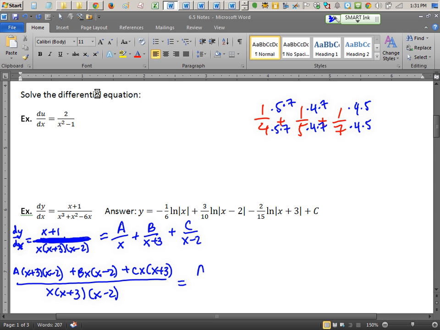A x squared. Okay. And here we have a b x squared, and here we have a c x squared. Alright. So I think we have an a x squared, a b x squared, and a c x squared going on here.